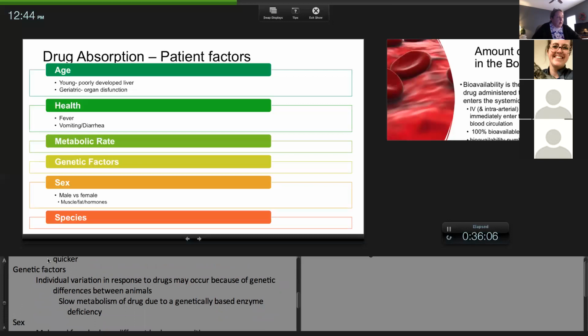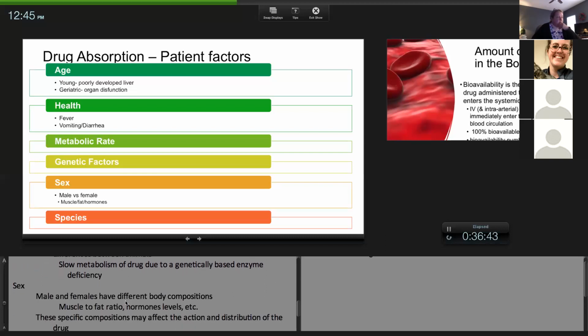Now, if we talk about genetic factors, there can be slow metabolism due to a genetically based enzyme deficiency. Remember when I talked about the collies and the blood-brain barrier, their genetic factor makes them more sensitive to ivermectin. This isn't a huge one that we deal with a lot, but there are certain medications where it matters. Rabbits, for example, have atropinesterase, so giving atropine to rabbits in some renders it ineffective.